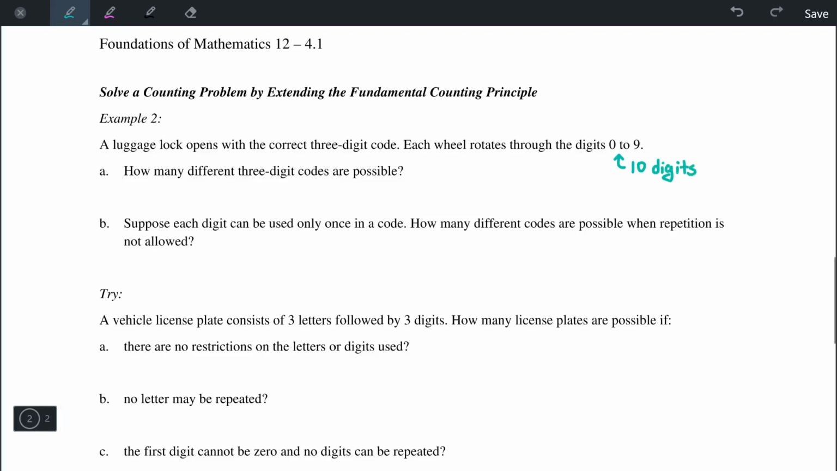And so if there are no restrictions and we're just looking for a 3-digit code, then that will be 10 choices for the first number times 10 choices for the second number, and finally 10 choices for the third number, which gives us 1,000 different codes.